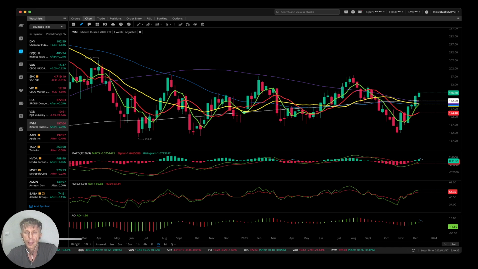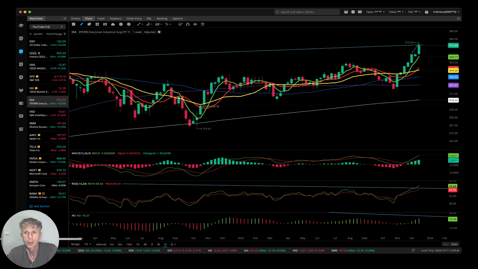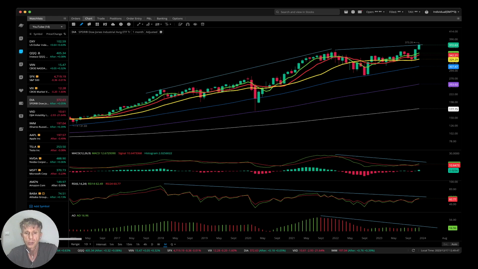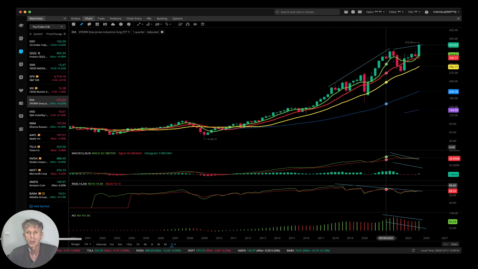IWM weekly. Let's see, Dow Jones monthly, right? Bullish with bearish divergences, and quarterly. Let's see quarterly what's going on. Quarterly bullish trend with bearish divergences.